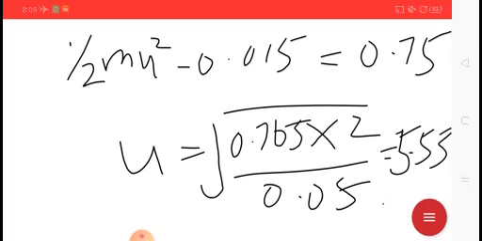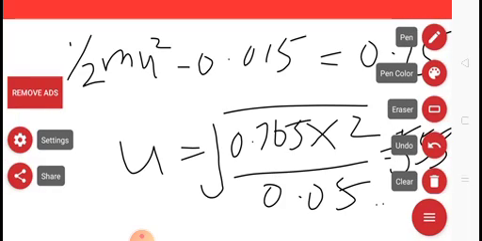So your initial speed is 5.53. Now you need to use this 5.53 in order to find the final speed of the item. Same things, I divide it into two parts.